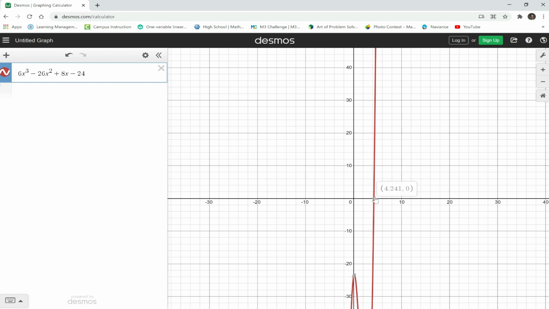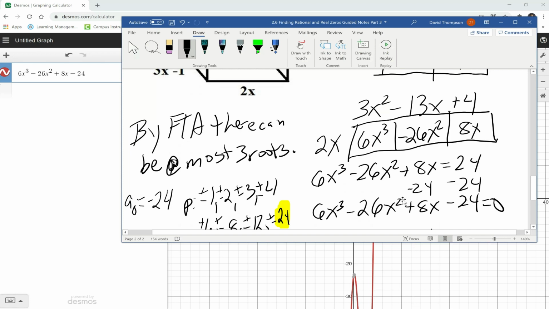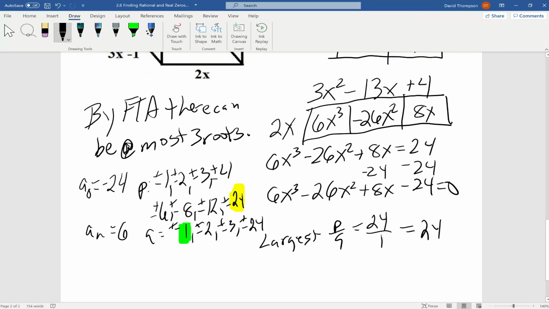So by looking at the graph, it appears we only have one root, which is 4.241 comma 0. So our root, we have one root at 4.241 comma 0. And we can just leave it in that form as a decimal, and we are done with that example.